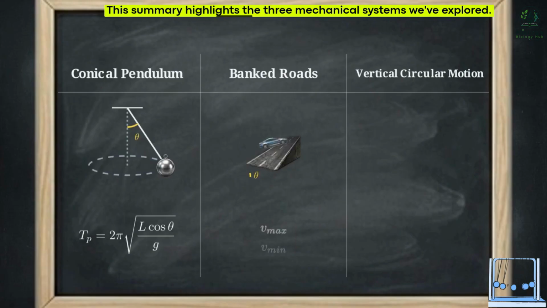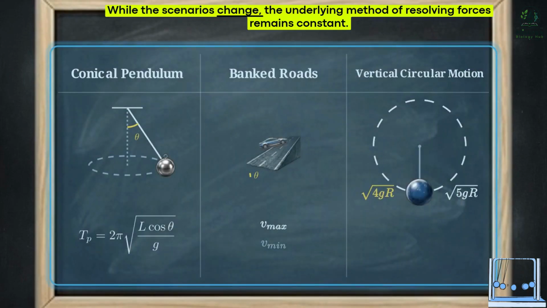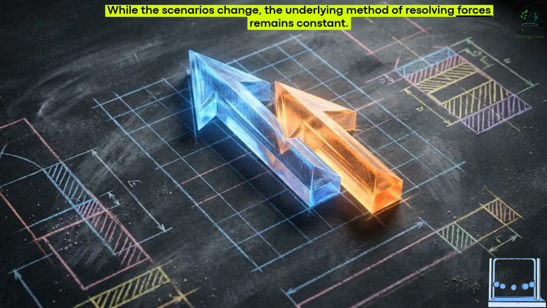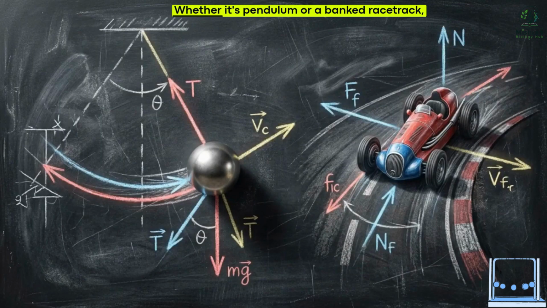This summary highlights the three mechanical systems we've explored. While the scenarios change, the underlying method of resolving forces remains constant. By identifying how forces resolve and energy shifts, you can predict the behavior of any system in circular motion. Whether it's a pendulum or a banked racetrack, the physics is a matter of clear vector analysis.